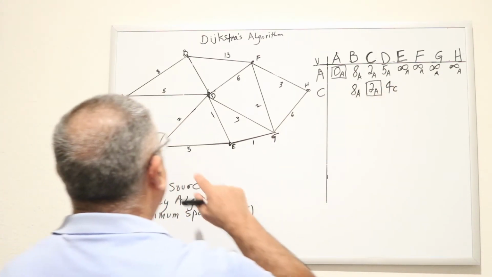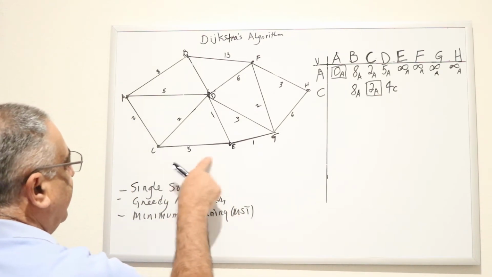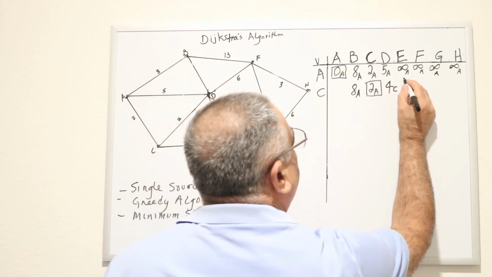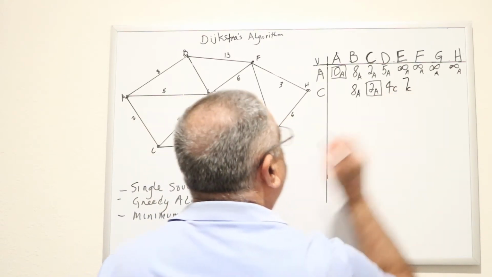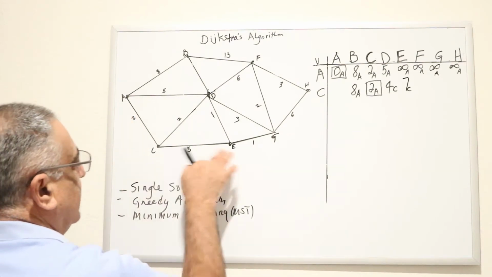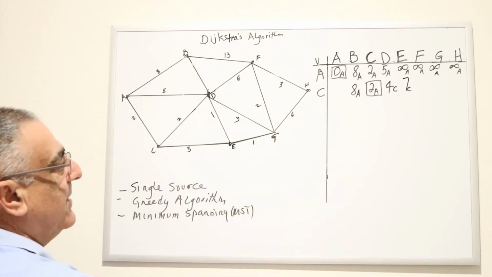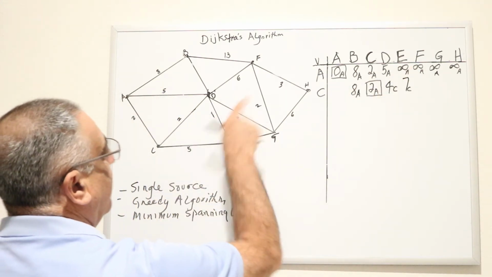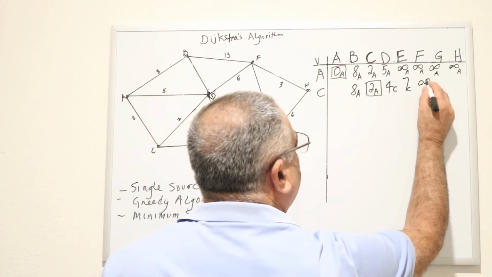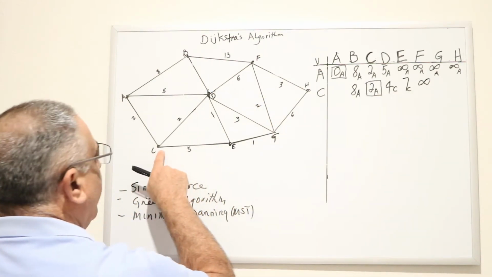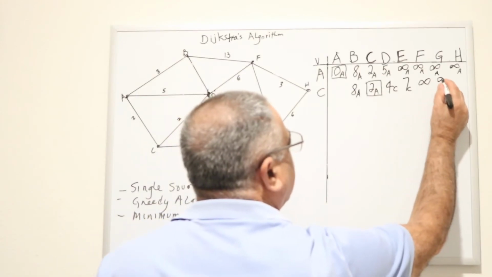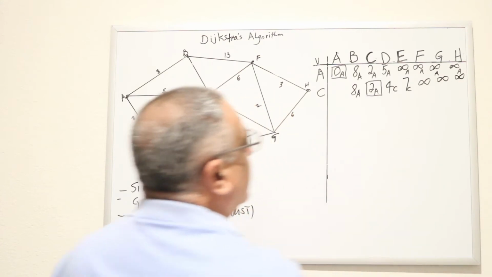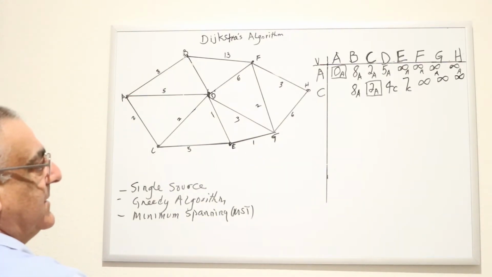Now C to E, it's 5. 5 plus 2, that's a 7, which is better than infinity. See that? That's A to C, C to E. 2 plus 5, which is 7. C to F, no direct link. C to G, no direct link, so leave it as infinity. And C to H is the same thing. I'm going to leave it like that. Okay, that's my second pass.